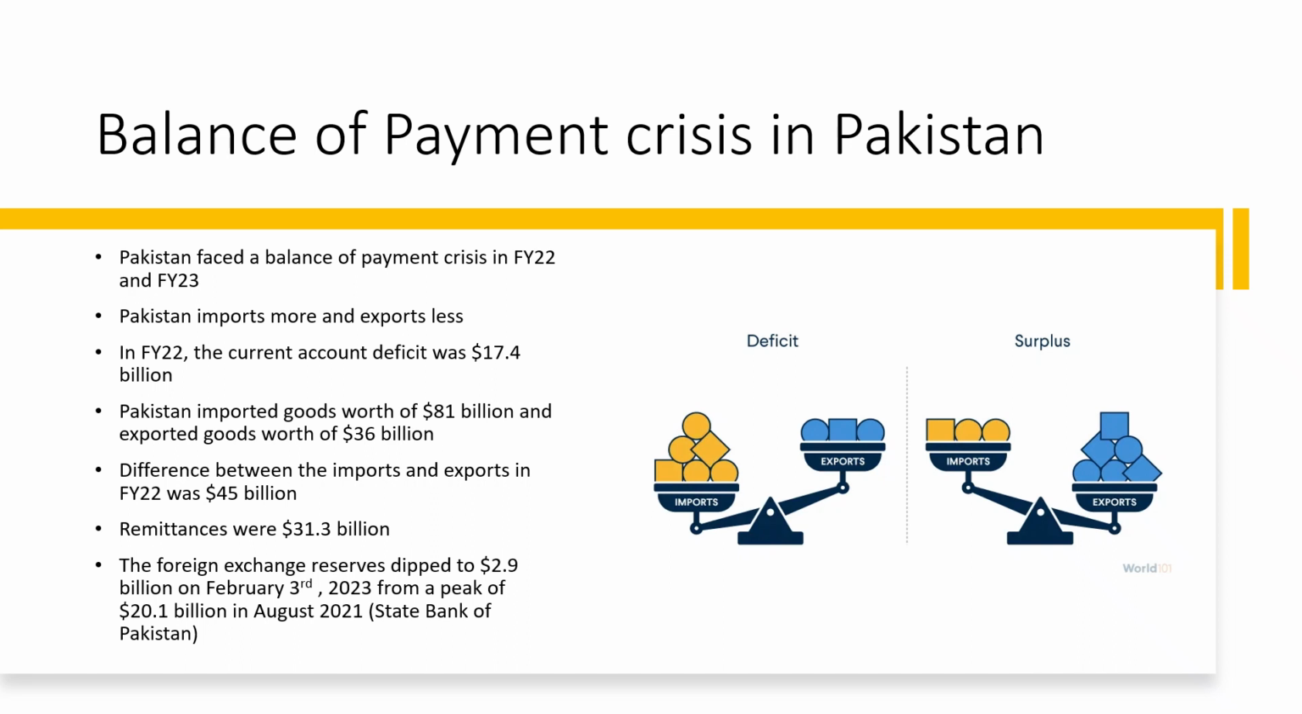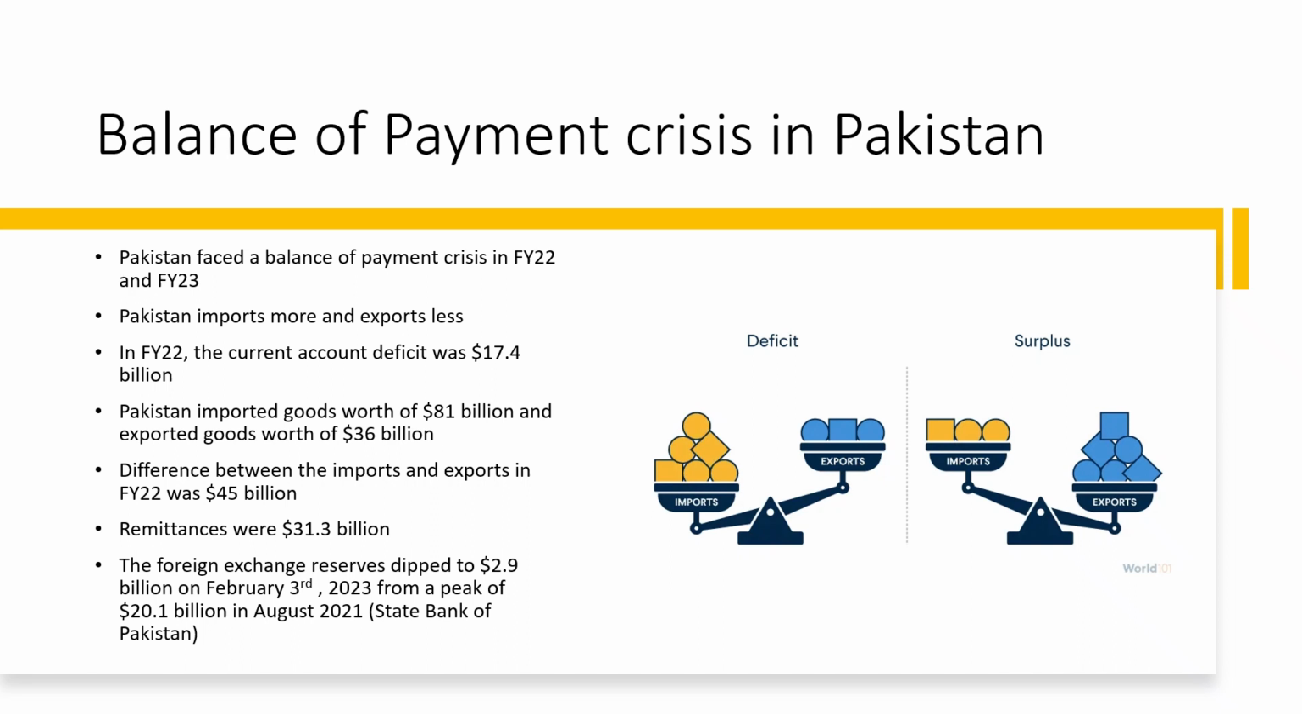Pakistan imports more and Pakistan exports less. This is the main problem, viewers. In fiscal year 2022, the current account deficit was $17.4 billion. Pakistan imported goods worth $81 billion and exported goods worth $36 billion. And all this data is from State Bank of Pakistan. The difference between the imports and exports in fiscal year 2022 was $45 billion.